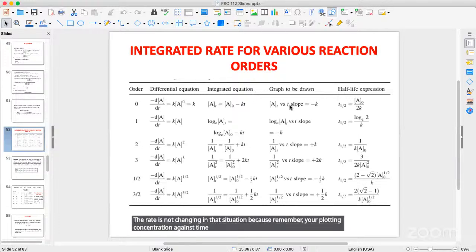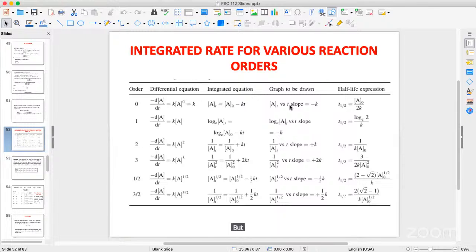So on a normal reaction, when you plot your concentration against time, you should have a curve, not a straight line. But when you now have a straight line, what that means is that you have a zero order reaction. And if you want to calculate the half-life for that particular reaction, this is the formula.